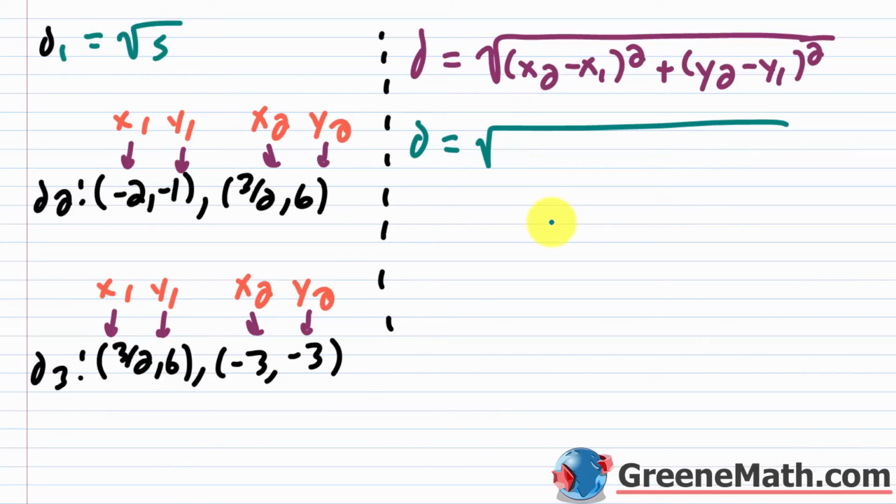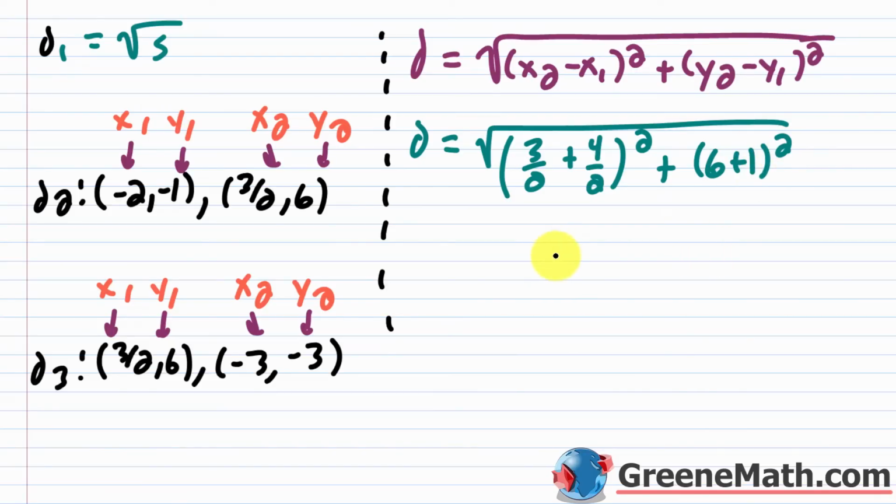All right, for d sub 2, your x sub 2 is 3 halves, so you have 3 halves. And then minus your x sub 1 is negative 2. So that would be plus 2. Because we have a fraction here, let's write 2 as 4 over 2. So 4 over 2. Let me straighten this up a little bit. And this would be quantity squared. Over here you have y sub 2, which is 6, and then minus y sub 1, which is negative 1. So minus the negative 1 is plus 1. This is quantity squared. All right, so 3 halves plus 4 halves is going to be 7 halves. So this is 7 halves, or 3.5.